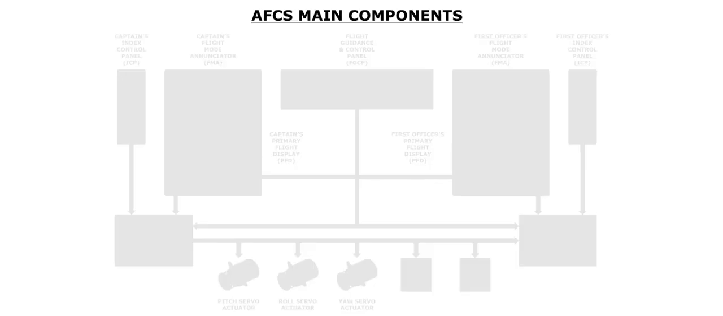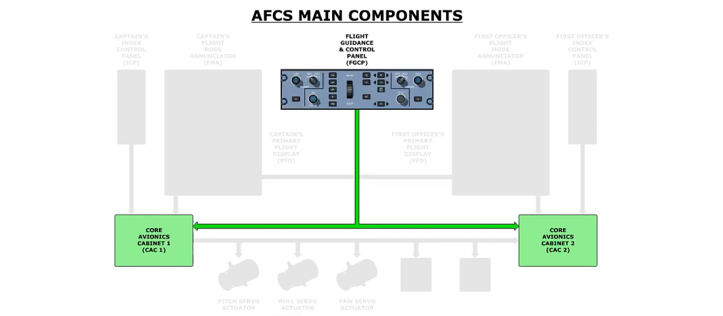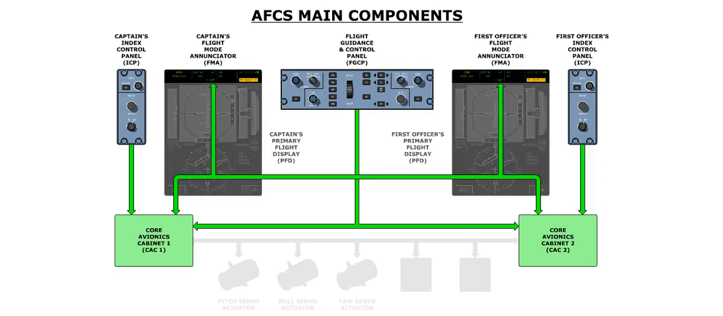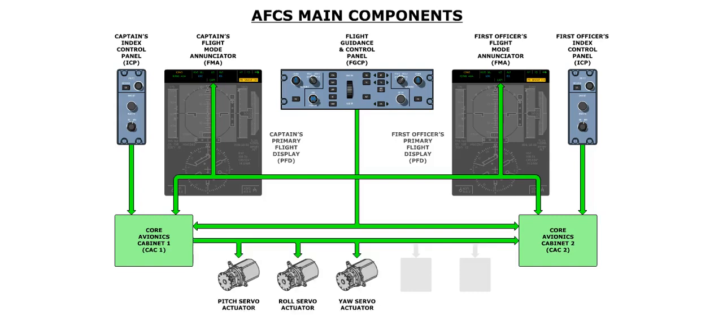The AFCS consists of two core avionics cabinets, or CACs, a flight guidance and control panel, or FGCP, two index control panels, or ICPs, two flight mode annunciators, or FMAs, three servo actuators, and two power trim boxes.